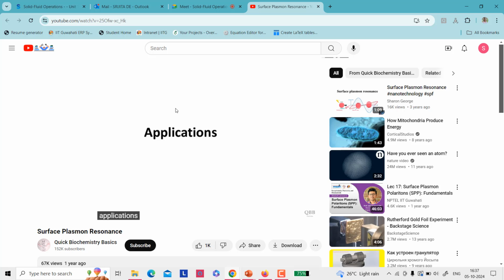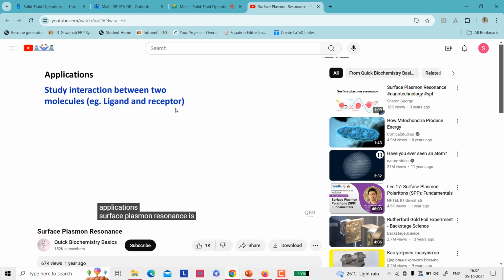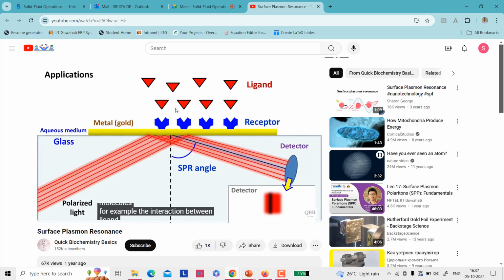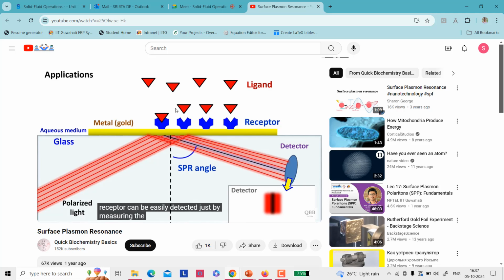So this is your surface plasmon resonance. When light passes through a metal, the group of electrons get excited and they start oscillating with the wavelength of the incident light, and due to that they give an enhanced response in the detector. So that is surface plasmon resonance.